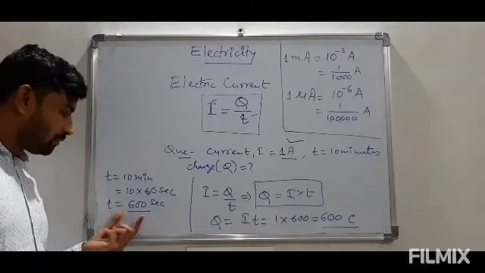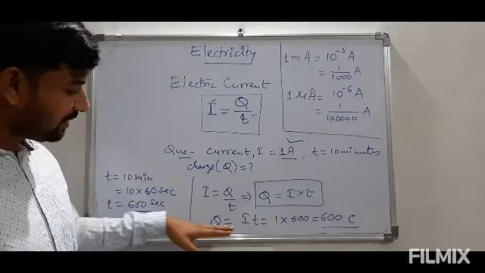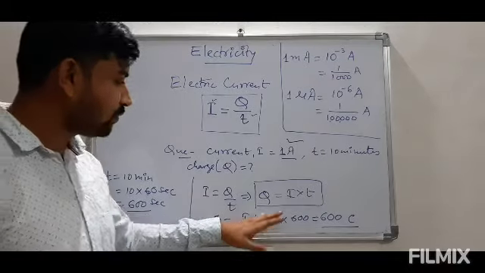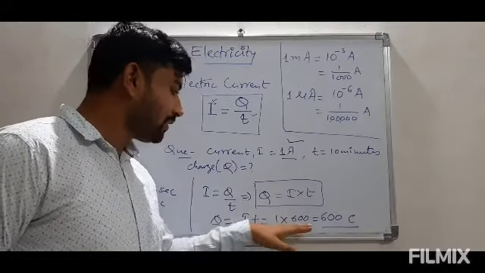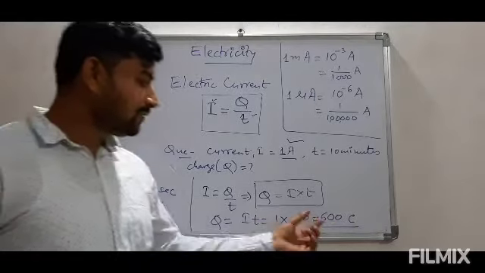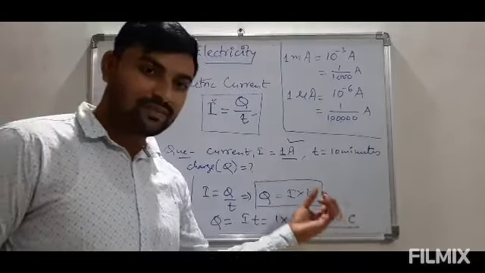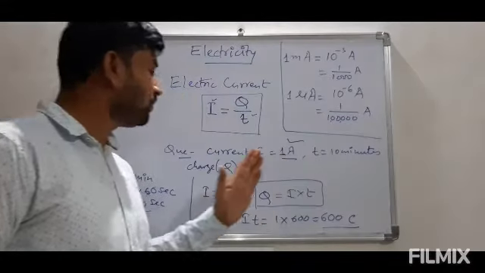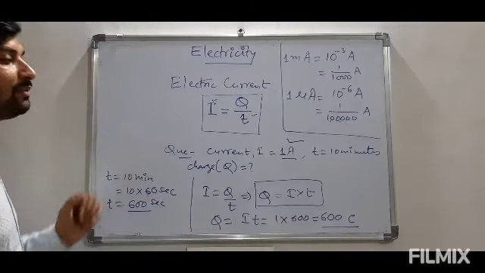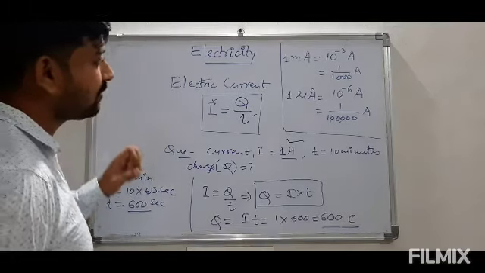So the time came to 600 seconds. We multiplied current and time. So current was 1 ampere multiplied with 600 seconds. So here we are getting 600. The unit of charge is coulomb. So the answer is 600 coulomb of charge is passing through that conductor in 10 minutes. So this is how we deal with the question.